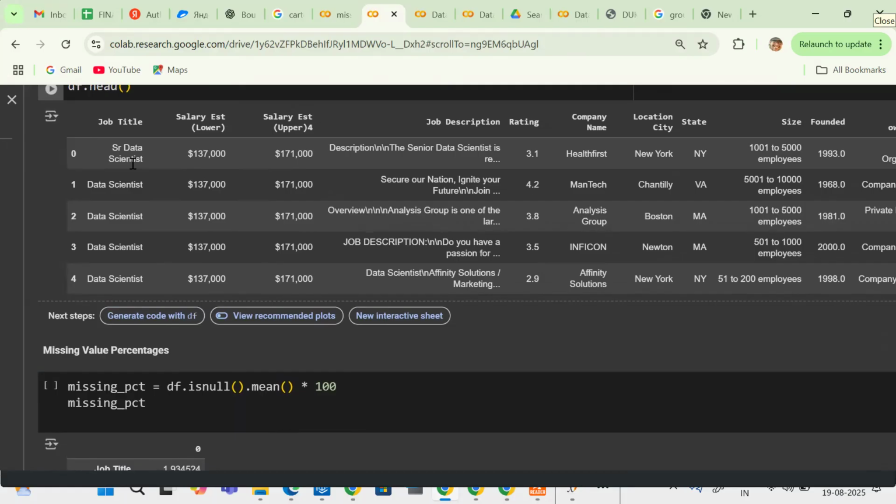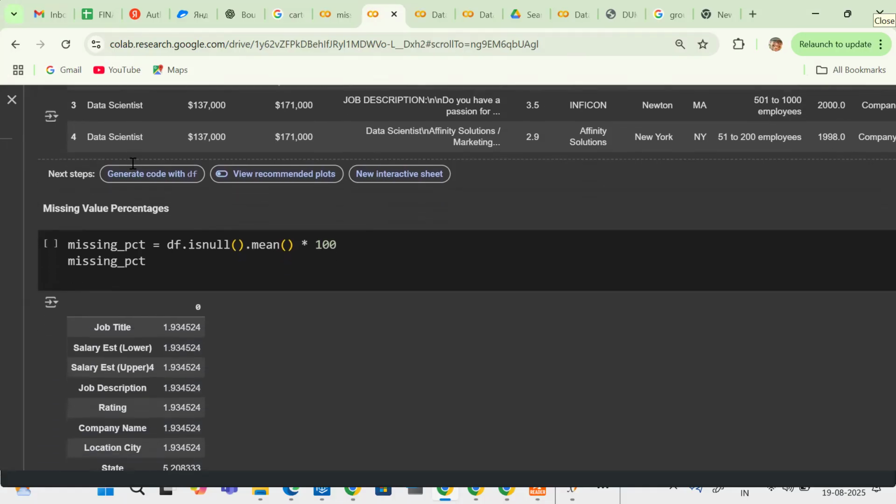I will share this with you today. One of your tasks is to find at which row your dataset is missing, in which row entry the first column data is missing, using the isNull command. Here I have used the isNull command to find the percentage.